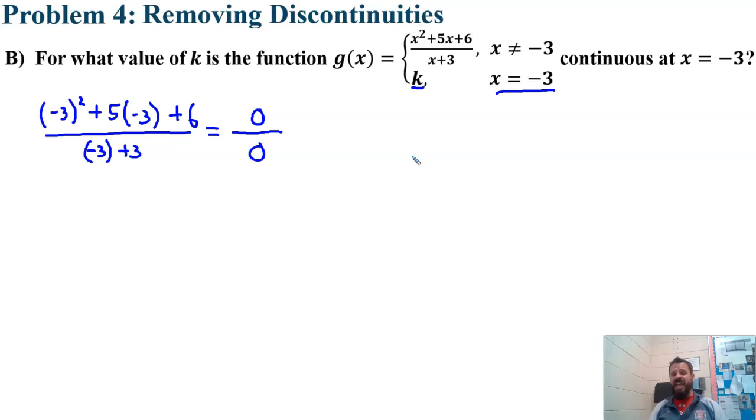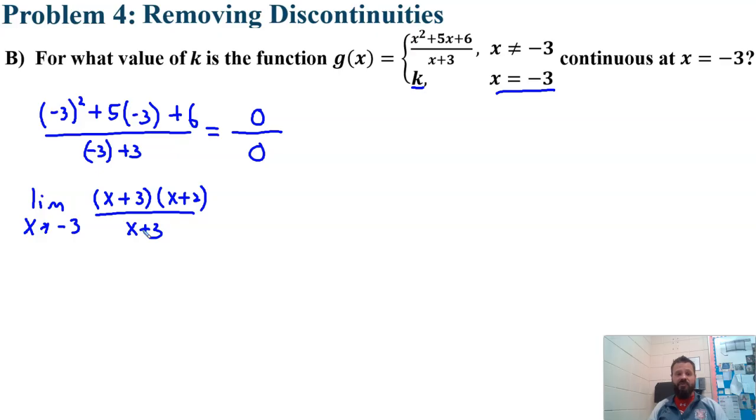Now, we could pick the k to be anything we want to define it. But if we want to make this function continuous, we need that value for k to match up with the limit of this function. So let's find that limit. Like we see here, we have an indeterminate form when we plug in just the negative 3. So what we'll look to do is factor this guy. So we're looking at the limit as x goes towards negative 3 of this expression factored. I can write that as x plus 3 times x plus 2 over x plus 3.